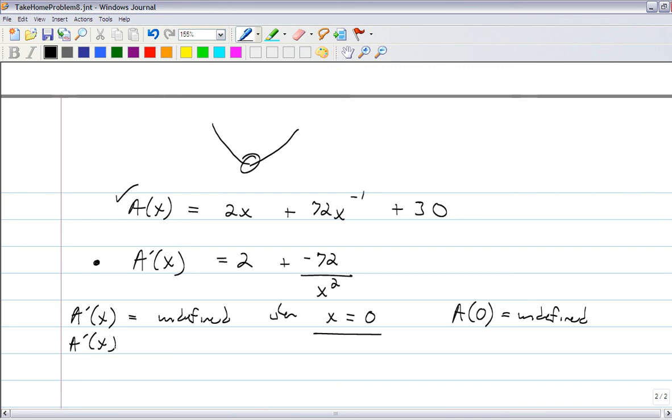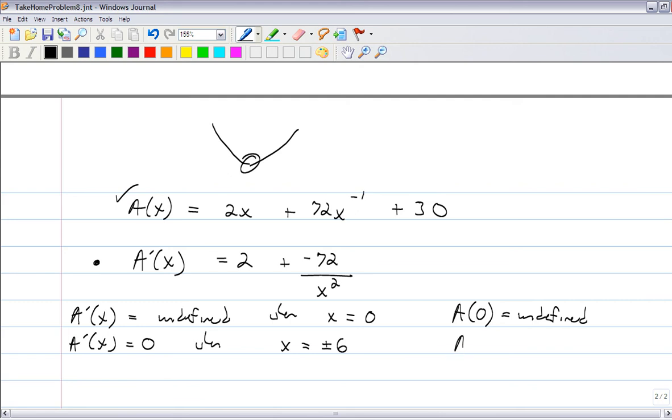A prime of x equals 0 when x equals... I'm just going to grab my 89 and solve that. Set the derivative equal to 0. So solve 2 minus 72 divided by x squared equals 0. Solve it for x. When x equals plus or minus 6. And for what we're talking about, we said x has got to live between 0 and infinity. So all we care about is the plus 6.